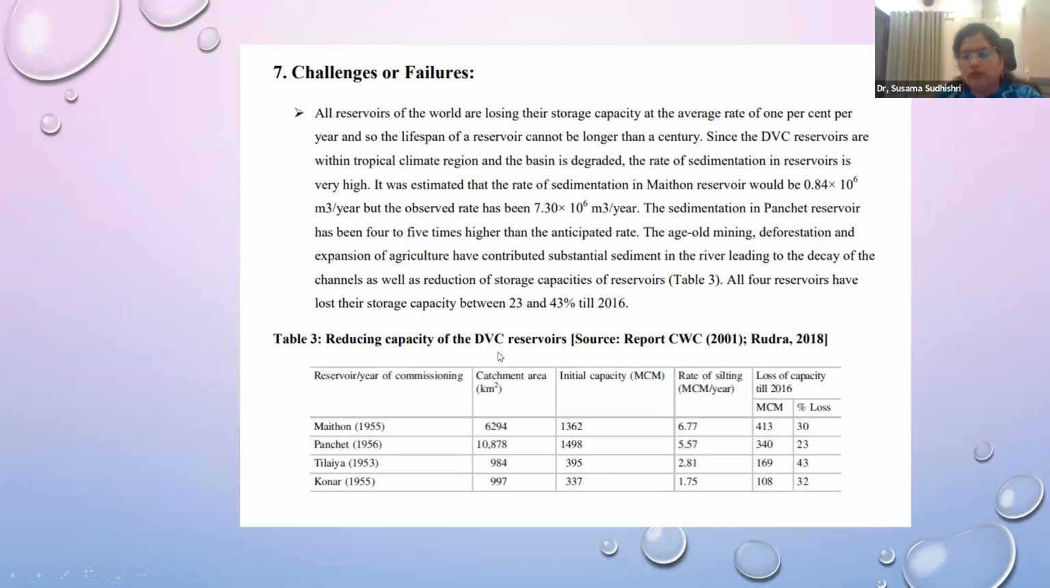Here I can see, everyone knows about the Damodar Valley Corporation, DVC, Hazaribagh. At that time, different dams, that is reservoirs, were created. But the main problem why they have not been functioning is siltation. If you can see, they were constructed in 1953, 55, 56. But the rate of silting, you will see here, is in million cubic meters per year. Due to this, the capacity has been reduced by 23 to 43%. So you can imagine the main problem is sedimentation.